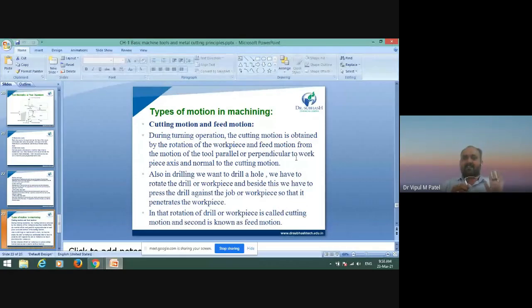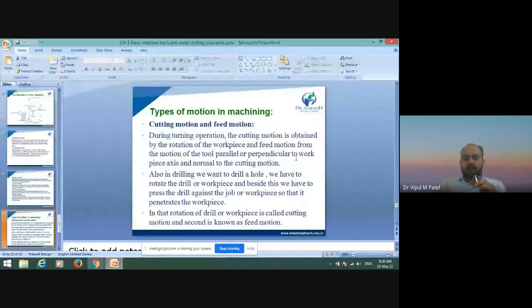Understand? In that rotation, we rotate the drill bit with the use of a drilling mechanism, or we rotate the workpiece with the use of a rotating mechanism. Suppose in place of the tailstock, I want to fit the drill bit in the tailstock, and with the use of the drill bit I want to make a hole in the circular bar or round bar, then we have to rotate the workpiece.